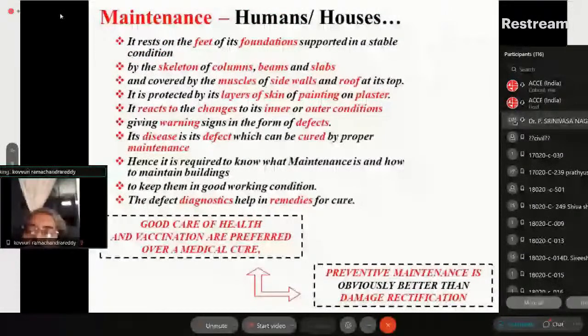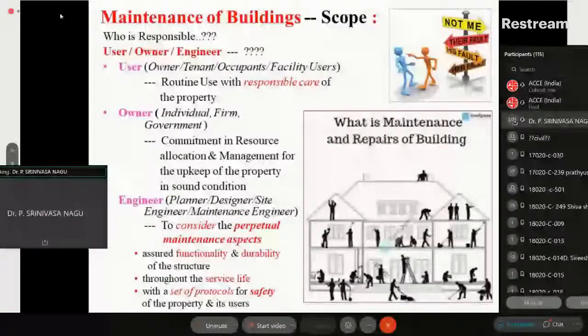So preventive maintenance is the best solution for all good reasons. Now, what is the scope of maintenance of buildings? Whose responsibility is it? Is it the owner or the engineer? Whenever the general conditions of the society are normal, everybody is king. When something goes wrong, we start blaming each other. Is it not so?